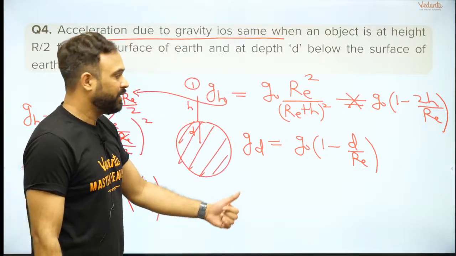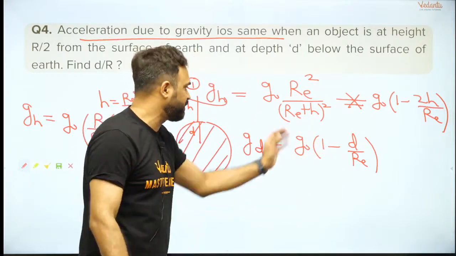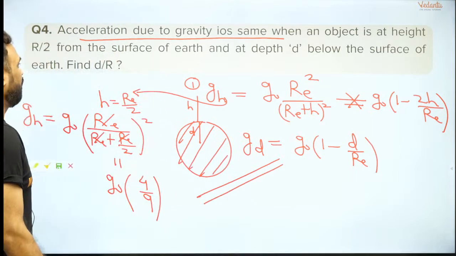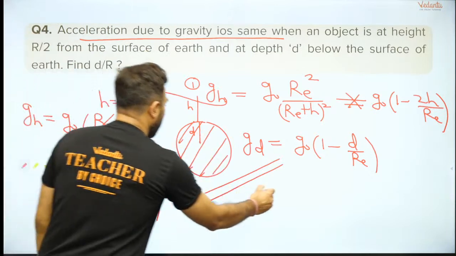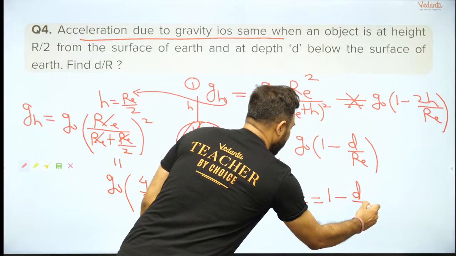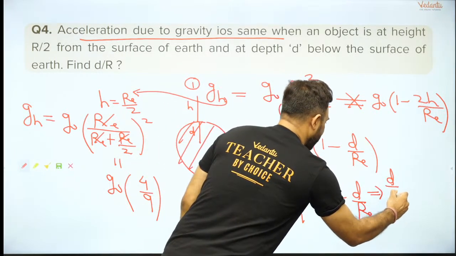Now he's saying, go to a depth. At a depth, g comes out as g0 into 1 minus d by Re. You have to remember this formula, then only you can crack this problem. This is not approximate, this is the actual formula. Whether d is small or large, this is the formula. Now equate these two things. That's what he wants: find the value of d for which the accelerations due to gravity are equal.